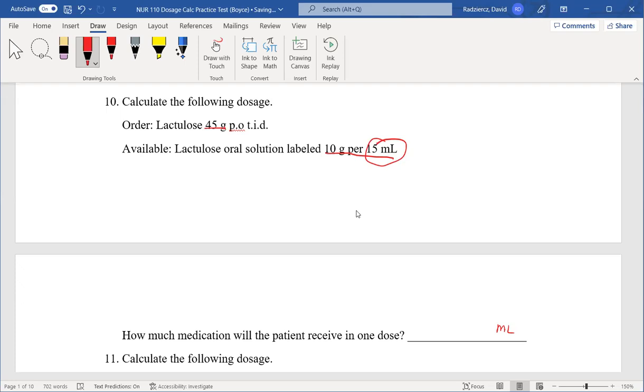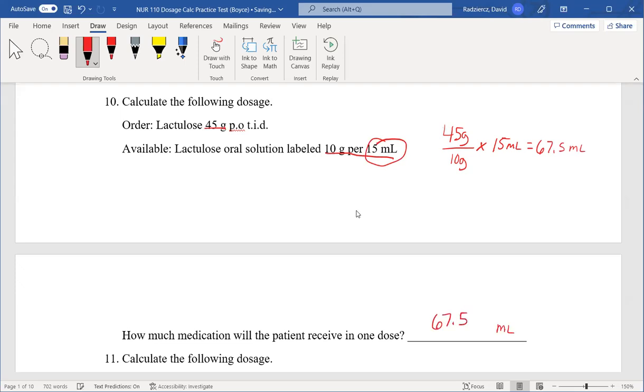And so following what's called order over have, I would take my order over my available times my quantity, 45 times 15 divided by 10 gives me an answer of 67.5 milliliters. So that would be my answer.